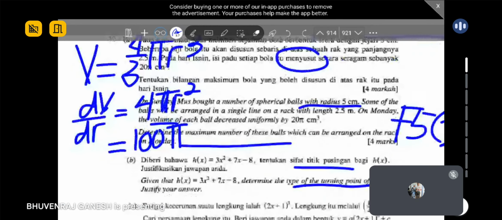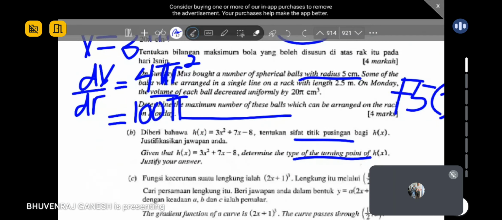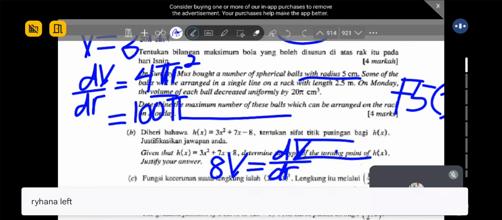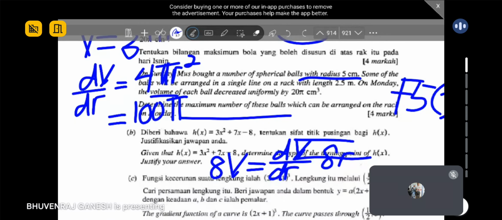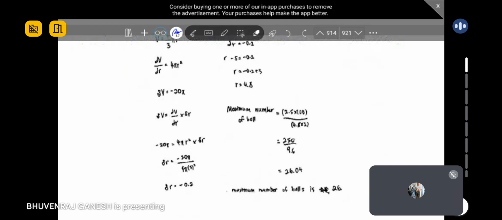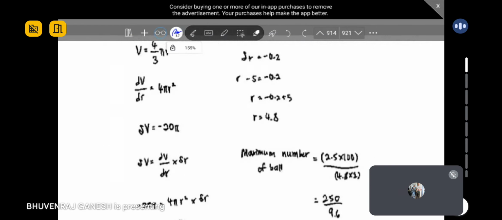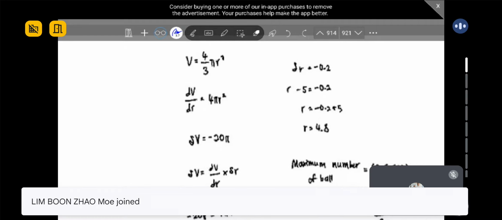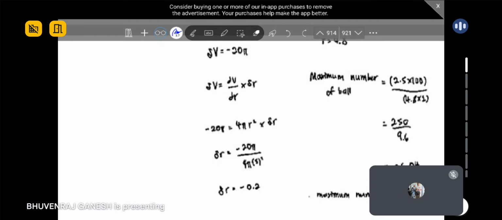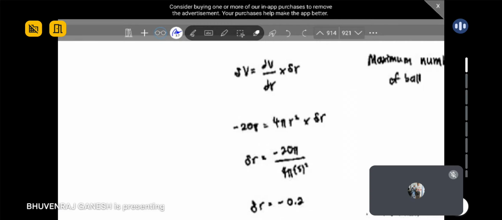So now you can find delta r. Am I right? Kamu boleh cari delta r. So you can use this formula: delta V equal to dV over dr kali delta r. So cari delta r. Your working will be something like this. When you solve the equation, delta r you will get negative 0.2.